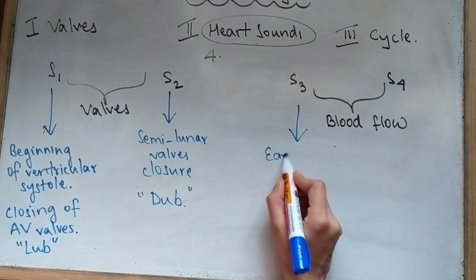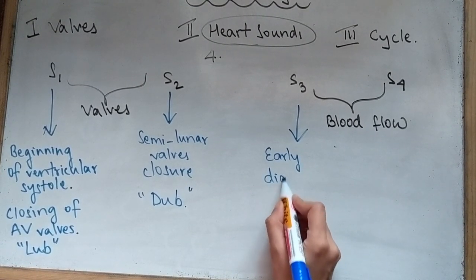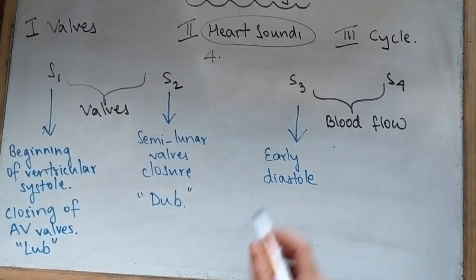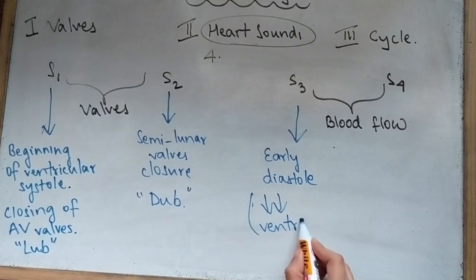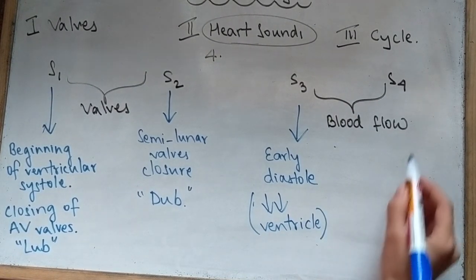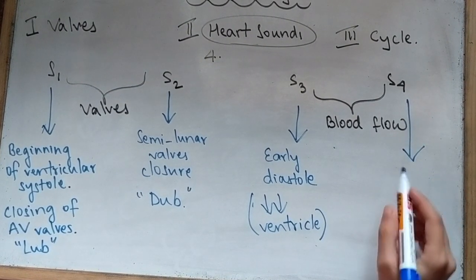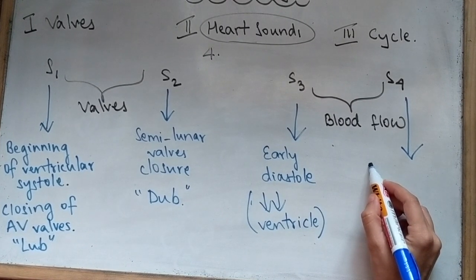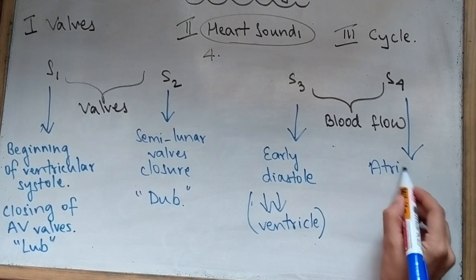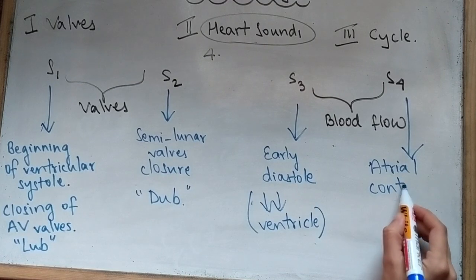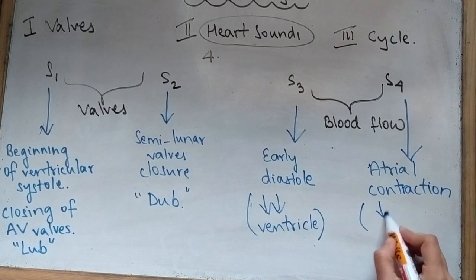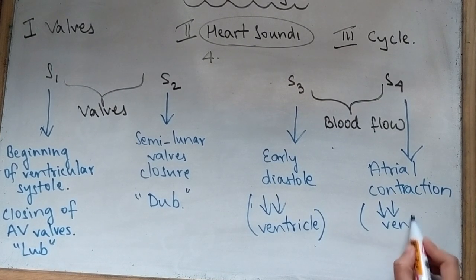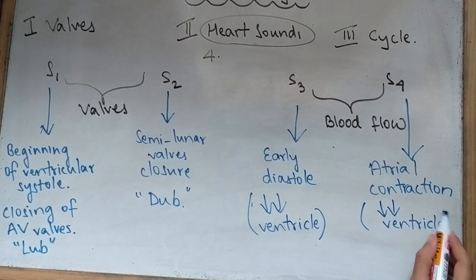S3 is a low intensity rumbling heart sound during early diastole and caused by the blood rushing into the left ventricle, causing turbulence. And S4 would be the atrial contraction, which causes blood being forced into the ventricle at high pressure, so that it causes turbulence or reverberations within the ventricular wall. As I said, both of them have to do with blood flow.